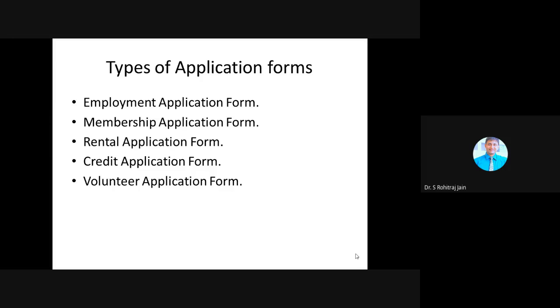Then after understanding that, there are various types of application forms which we have to keep into consideration. The first one is called the employment application form, then the membership application form, rental application form, credit application form, and volunteer application form. So we'll try to understand each one of them in detail now. The first one is the employment application form. As the name suggests, students, it is a form used to collect information from job applicants. The information collected may include availability for work or proof of legal employment status, then salary requirements and the past job history.